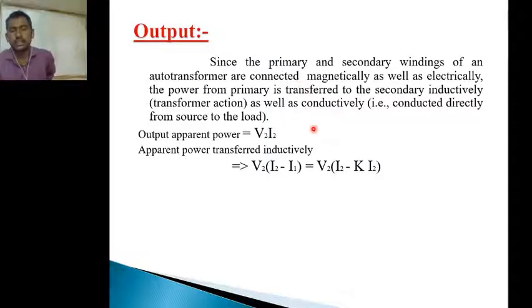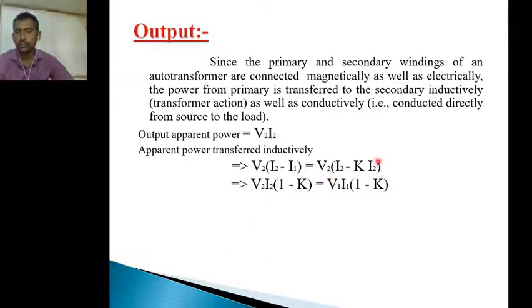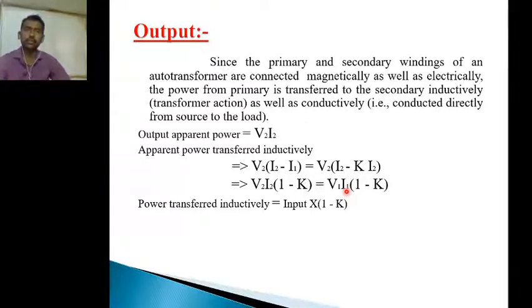We already derived that I1 is equal to some K into I2. So we substitute K into I2 instead of I1. Then V2 into (I2 minus K I2), so V2 into I2 into (1 minus K). Since the KVA ratings of the primary and secondary are the same, we write V2 I2 into (1 minus K) is equal to V1 I1 into (1 minus K). So the power transferred inductively is equal to, what is V1 I1? Input. So input into (1 minus K).